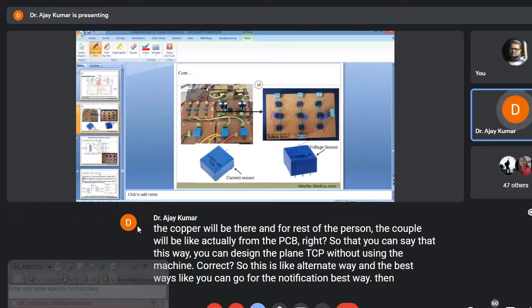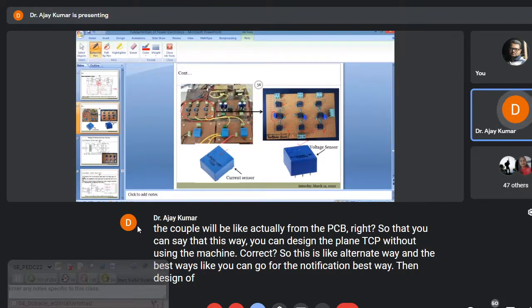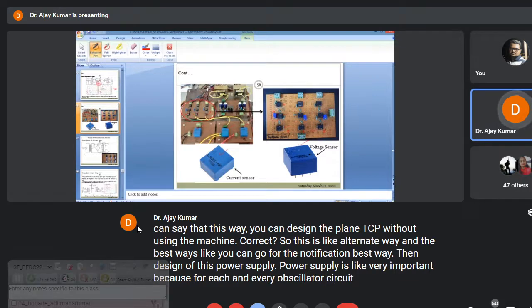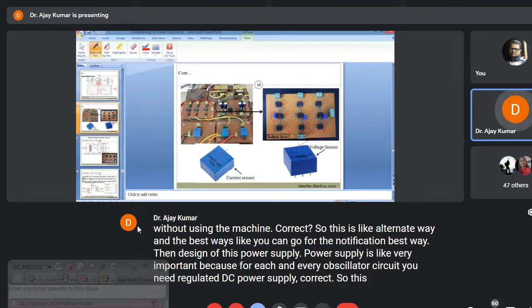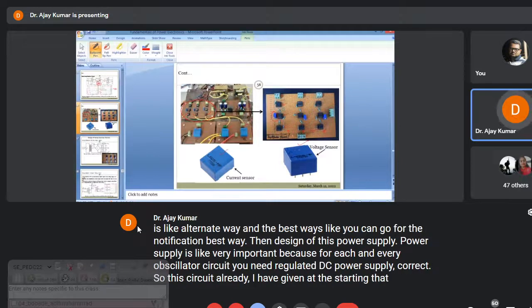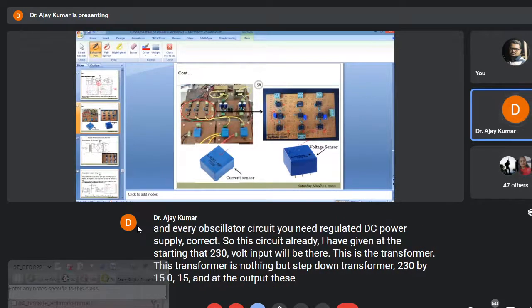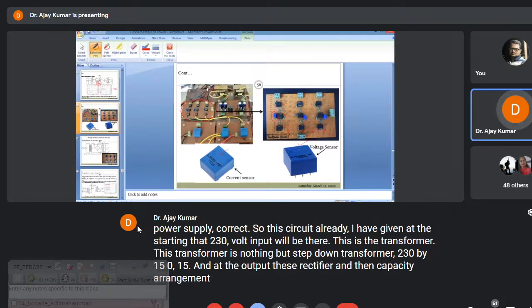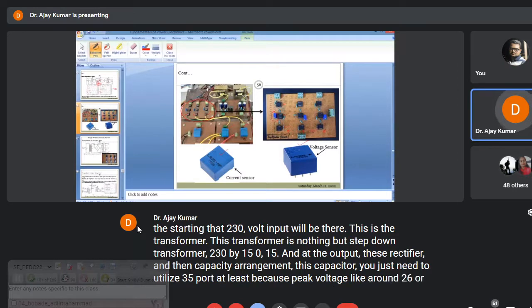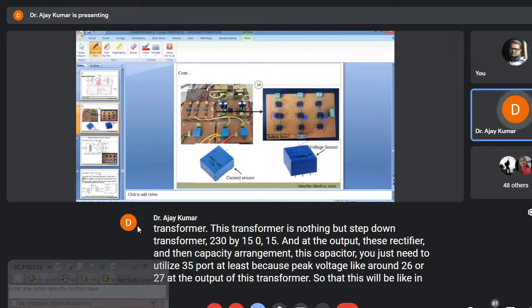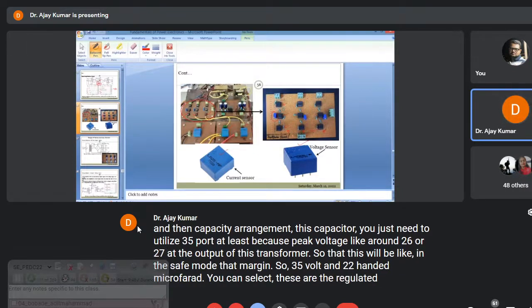Then the design of this power supply. The power supply is very important because for each and every auxiliary circuit you need a regulated DC power supply. Correct. So this circuit I have already given at the starting, that a 230 volt input will be there. This is the transformer. This transformer is nothing but a step down transformer, 230 by 15-0-15, and at the output there is a rectifier and then a capacitive arrangement. For this capacitor you need to utilize 35 volt at least, because the peak to peak voltage will be around 26 or 27 at the output of this transformer, so that it is in a safe margin. So 35 volt and 2200 microfarad you can select. These are the regulated ICs, and this is 25 volt 1000 microfarad. So this is the pictorial view.